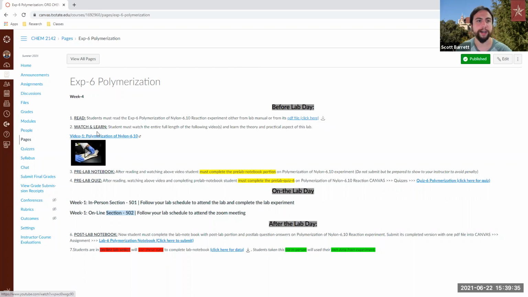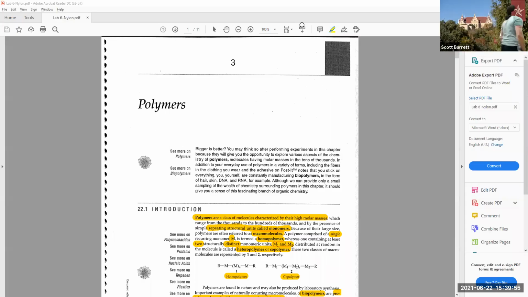Additionally, we will be watching the video here on the polymerization of nylon 610 so you can get a visualization of it. So I'm going to stop sharing and switch over to my lab manual that has notes on it. One moment. I'm going to close my door real quick.